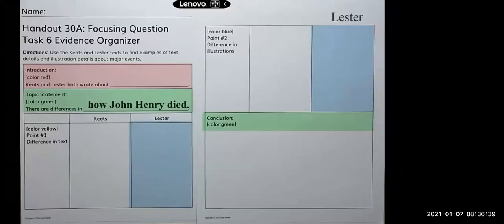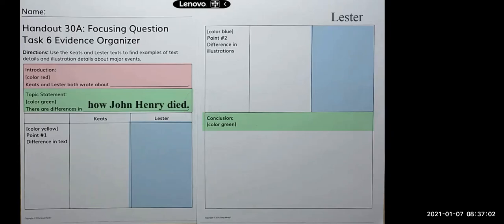As you complete the rest of your evidence organizer, remember to focus on how this version is different from the Keats version. Pause here to complete your evidence organizer, and then just hit play to finish up our video lesson.